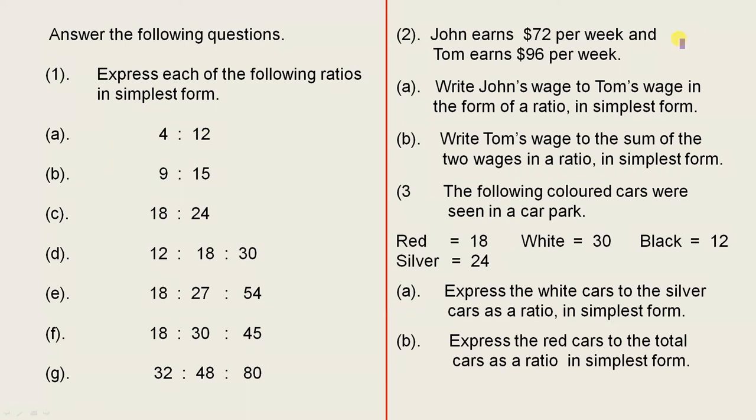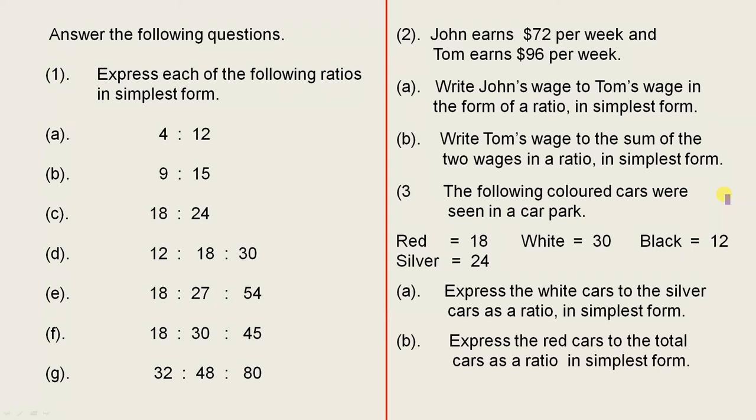Number 2. John earns $72 per week and Tom earns $96 per week. We have to do two things. Write John's wage to Tom's wage in the form of a ratio in simplest form. Number B, write Tom's wage to the sum of the two wages in a ratio in simplest form. So we've had something like this in the lesson, so it shouldn't be too difficult for you to do that if you've seen the lesson. If not, just go to the next slide, click on the lesson, and you'll know how to do this.